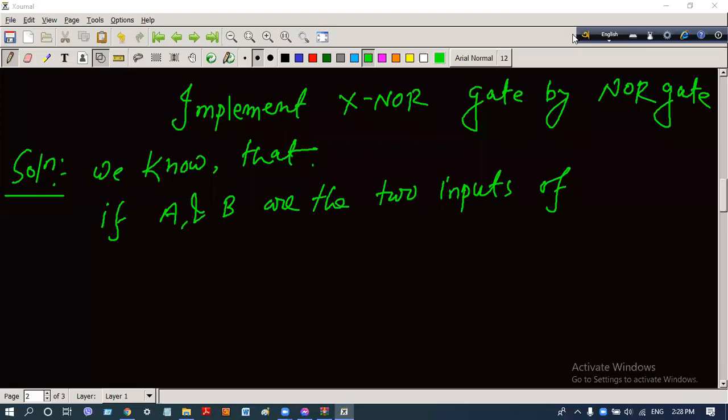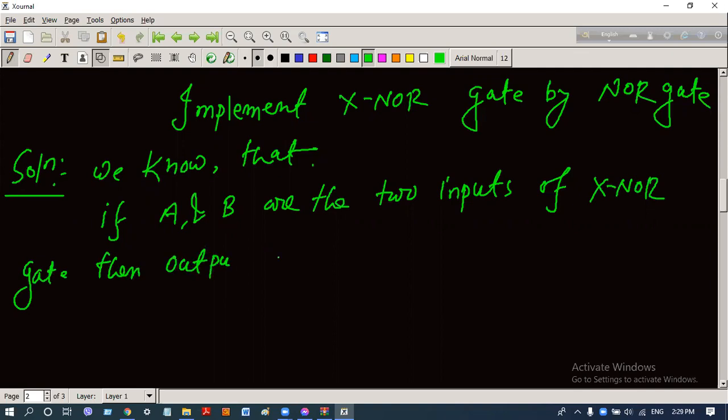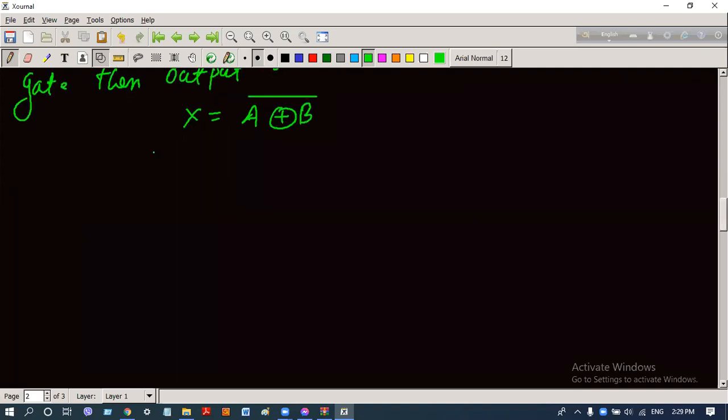By NOR gate. So we know that if A and B are the two inputs of an XNOR gate, then the output will be X equals A XNOR B. This is the XNOR output function, and we know that X equals A XNOR B equals A dot B plus A complement dot B complement. This is the formula of the two input XNOR gate.